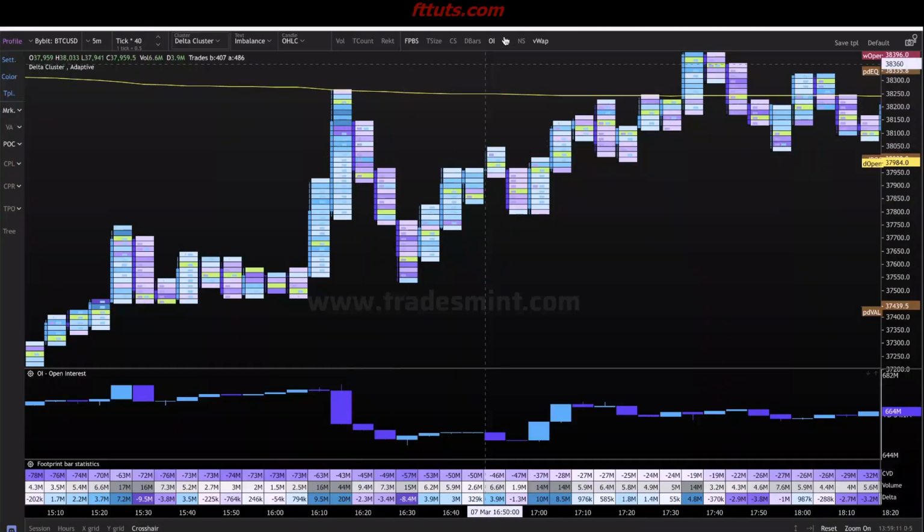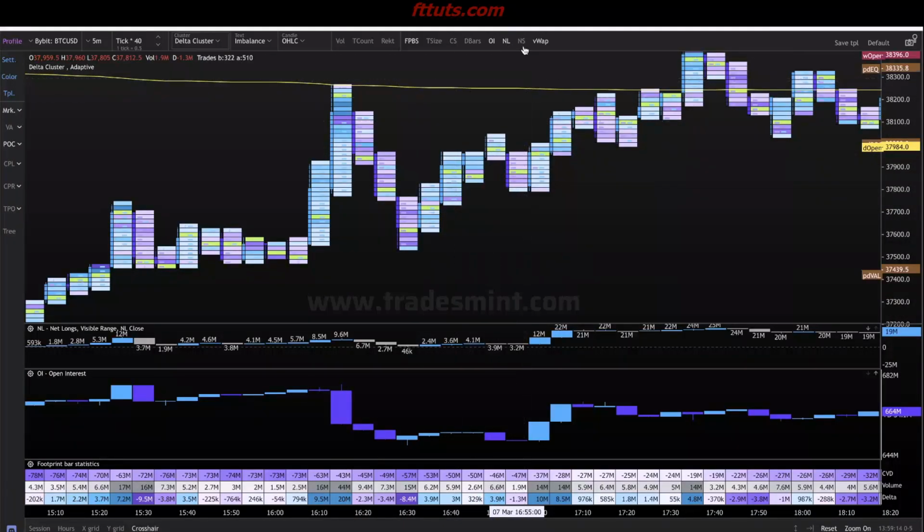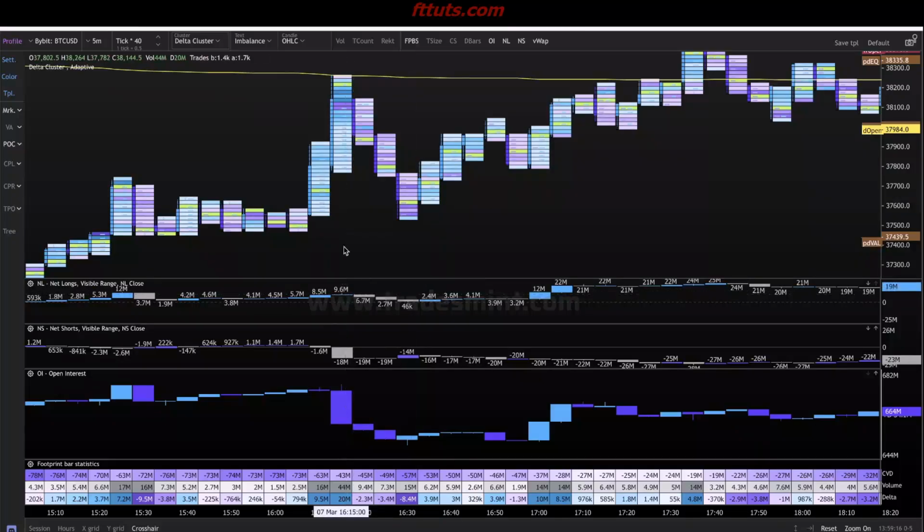Well, we don't see a lot of new longs coming in to push price higher. If this was a healthy uptrend, we would want to see a lot of buying activity. We would want to see sellers coming in, giving us some volume to push the price up above this VWAP right here, right? But instead, what do we see?